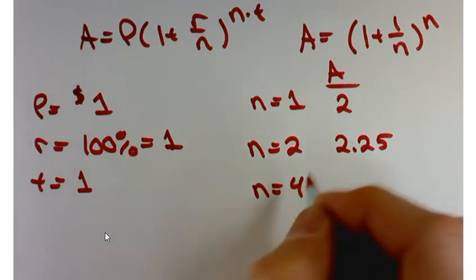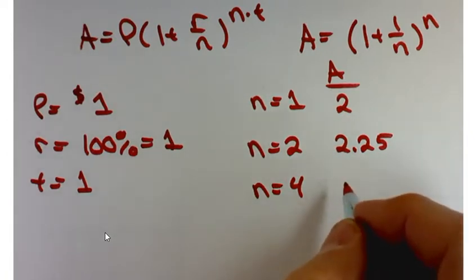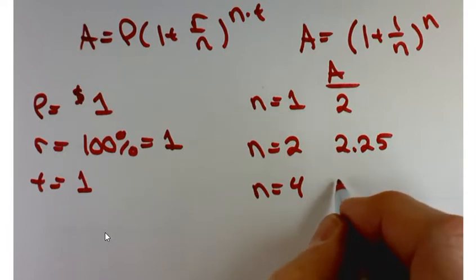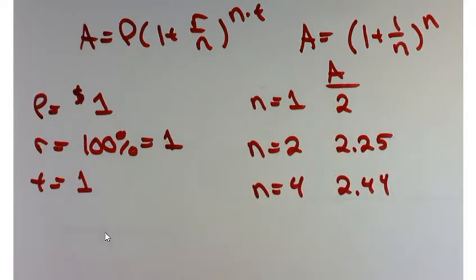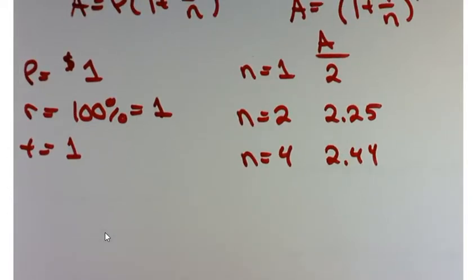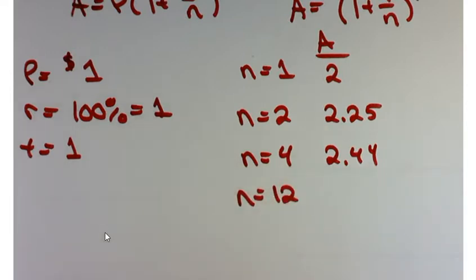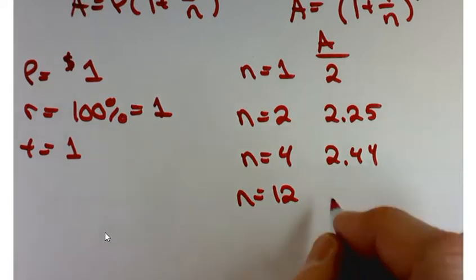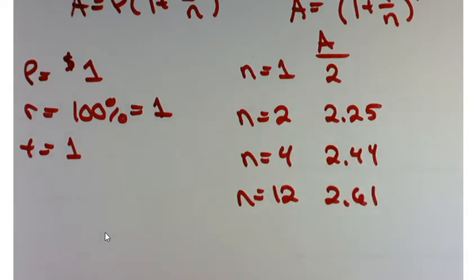You're like, all right, well, hey, let's bump it up and do it quarterly. Now, I'm not going to try and work through the numbers with you. This is something you can put into your calculator. But if you compound interest quarterly, you're going to get $2.44 back. So that's kind of nice. Another common interest would be to compound things monthly, 12 times a year. Now you're going to get back $2.61. Hey, I like this.